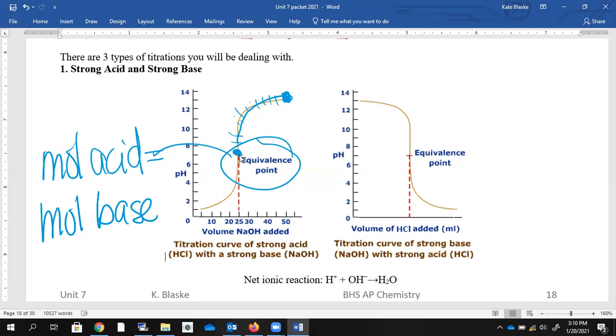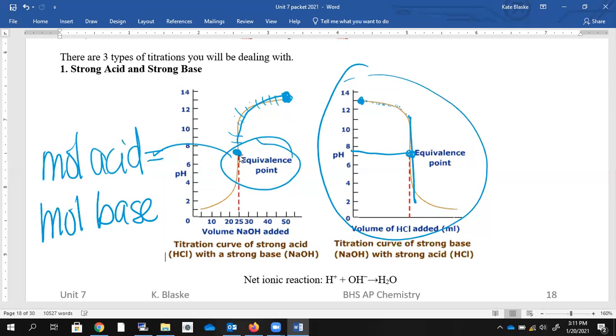The graph on the right shows the opposite reaction, starting with sodium hydroxide and then slowly adding in a strong acid. So we start at a high pH because we're starting with a base. We slowly add in the acid, drip, drip, drip. All of a sudden, that one last drop makes us reach that equivalence point where the moles of the acid and the moles of base are equal. Again, that equivalence point is going to happen at a pH of 7.